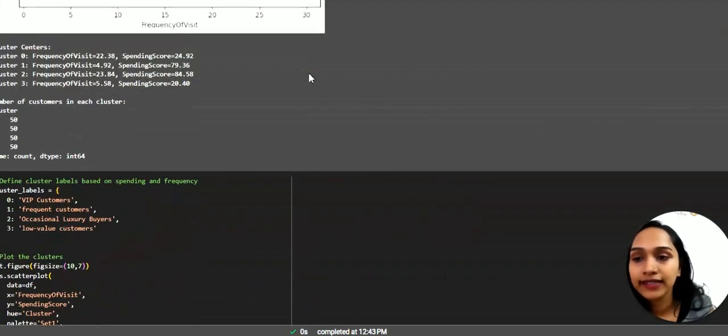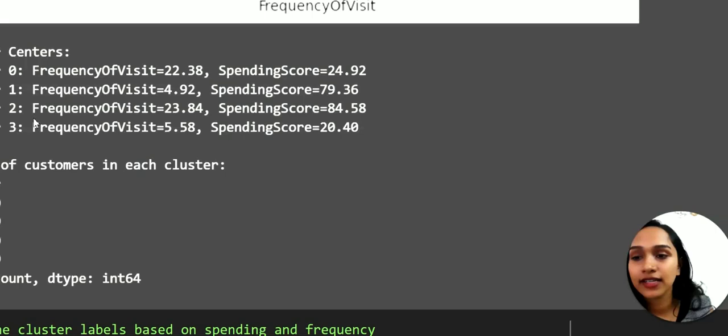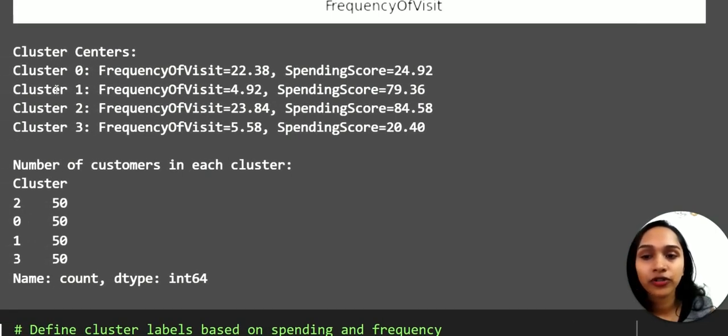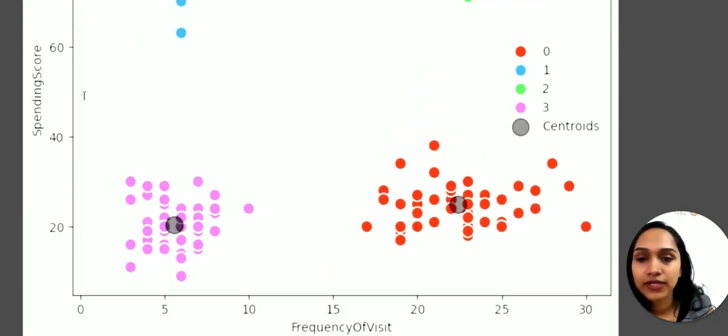Here we can see the cluster centers of the 4 clusters, their frequency of visit. These are the cluster centers. Their frequency of visit is very distinct, right? So cluster 0 is the VIP customers. Their frequency of visit, the average is 22.38. Their spending score average is 24.92. Cluster 1, what was cluster 1? Let me see.